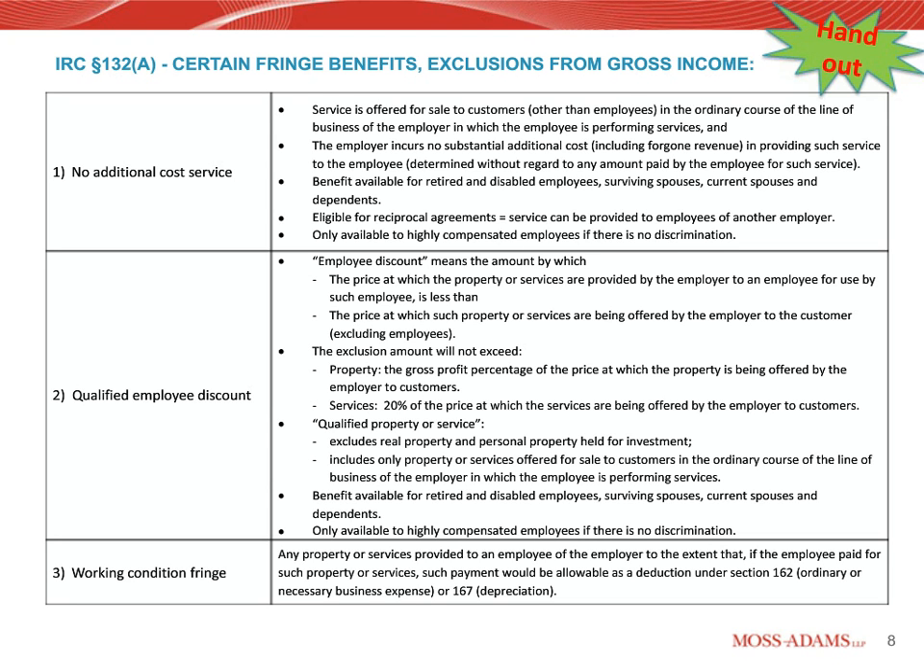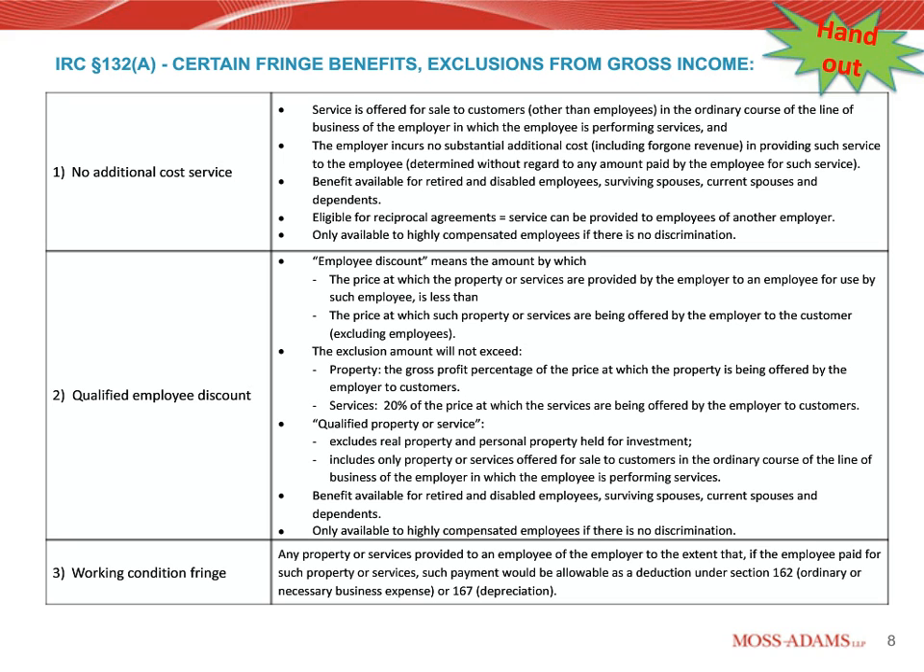So it is the price provided to the employee for use, less what you're offering it for sale, so the discount there. The exclusion amount can't exceed the gross profit if it's the price the property is being offered in the normal course for sale to customers. If it's a service, it's a 20% reduction.